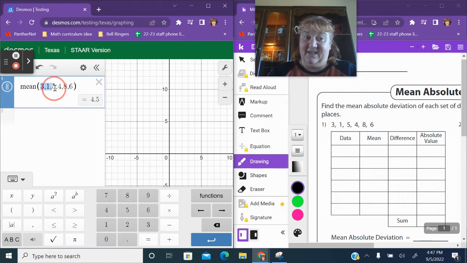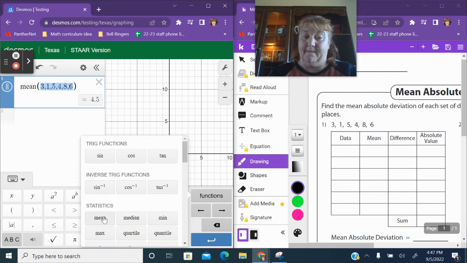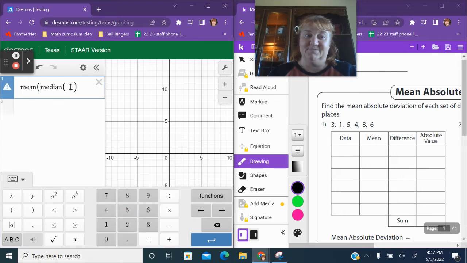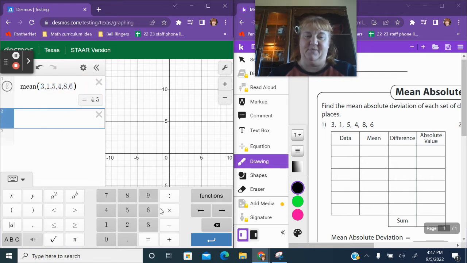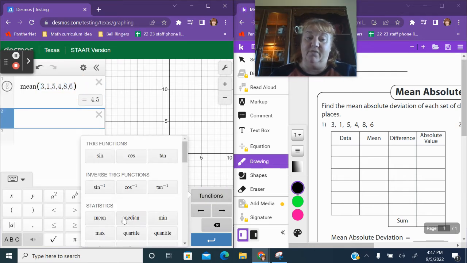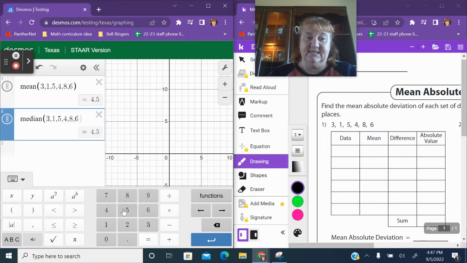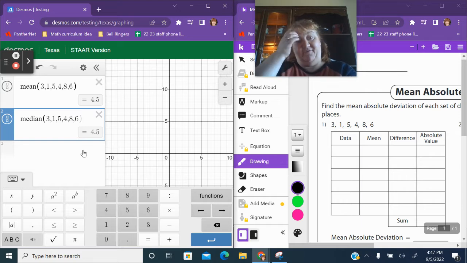That same set of numbers, check this out. If I copy that same set of numbers and I want to know the median. Oops, I went to the wrong place. Hold on. I didn't mean to copy it like that. Let me go back. There we go. I just meant to copy the numbers. Copy. Now open a new one. And I want to know the median. Paste my numbers. There's my median. My median is also 4.5.